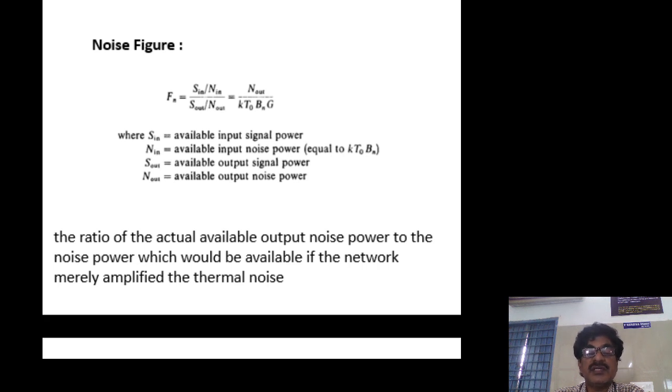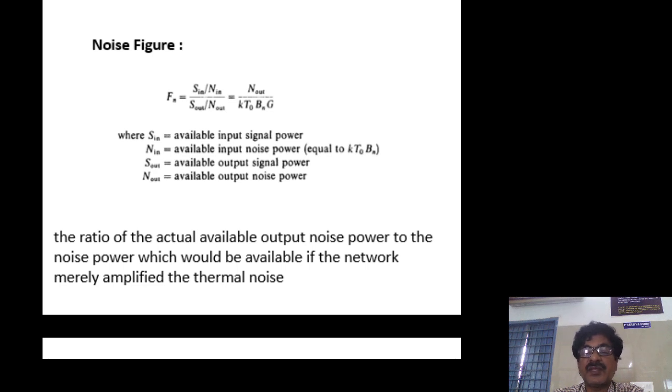The noise figure we have seen already in many topics of communication. The noise figure is the ratio of the input signal to noise ratio to the output signal to noise ratio. That is the way you can define the noise figure. But what is this noise figure for? Why do we have to estimate it?